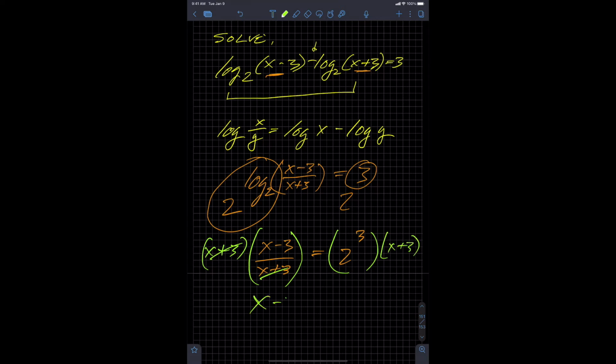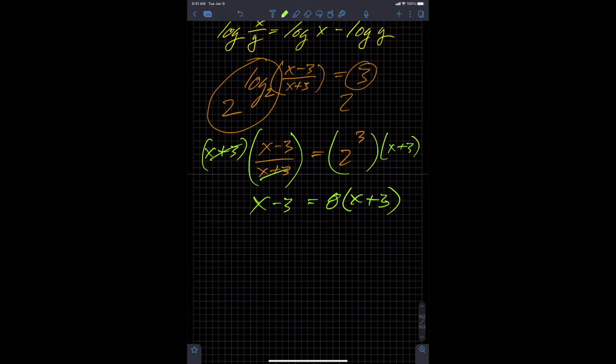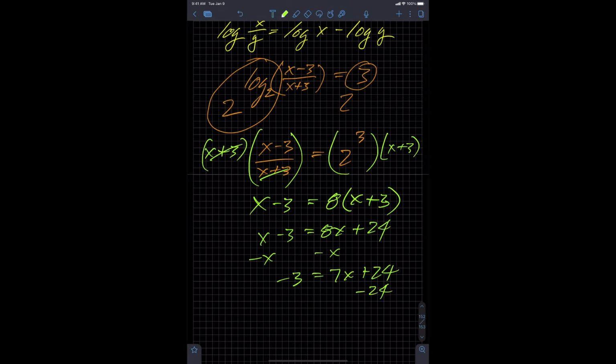And so I get x minus 3 on the left-hand side, and I get 2 cubed, which, by the way, is 8, so let's just make it an 8 times x plus 3. Now this becomes a much more straightforward linear equation where I have x minus 3 equals 8x plus 3 times 8, which is 24. I distribute the 8. And now I'm going to subtract x from both sides and get negative 3 equals 7x plus 24. Then I subtract 24 from both sides and get negative 27 equals 7x.